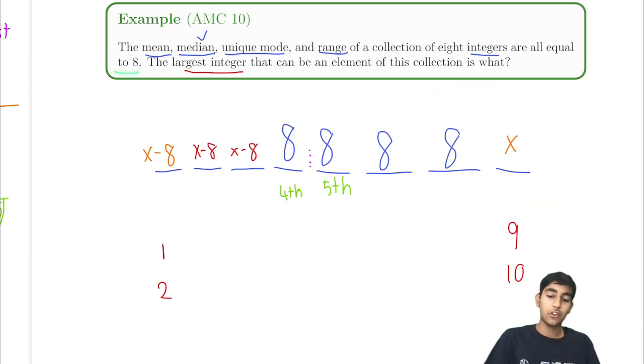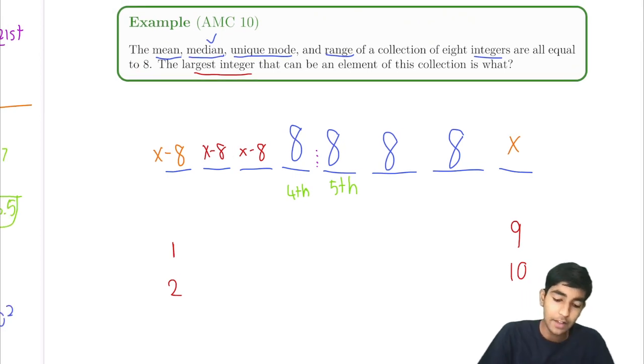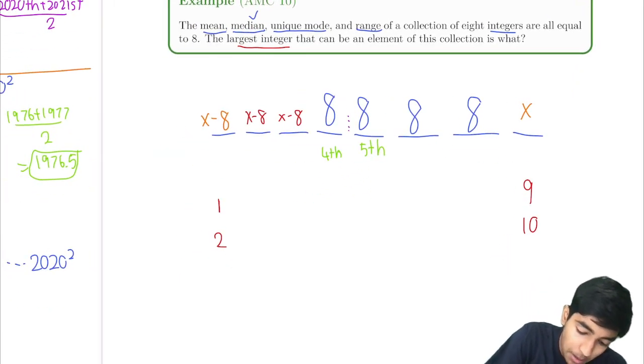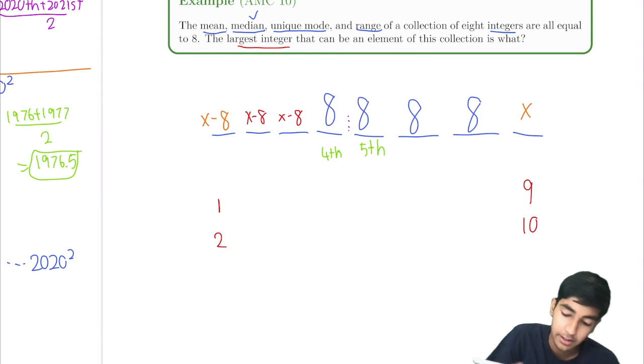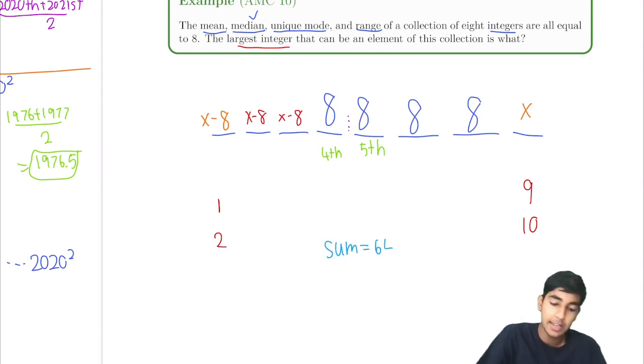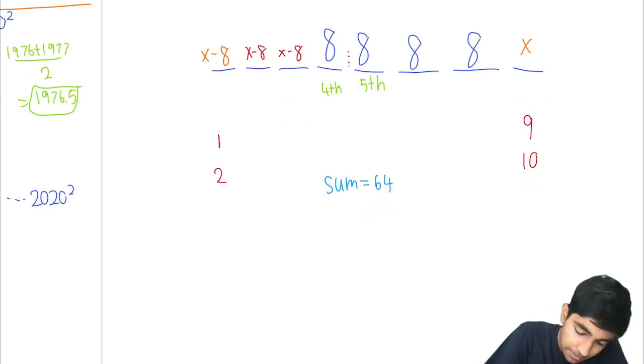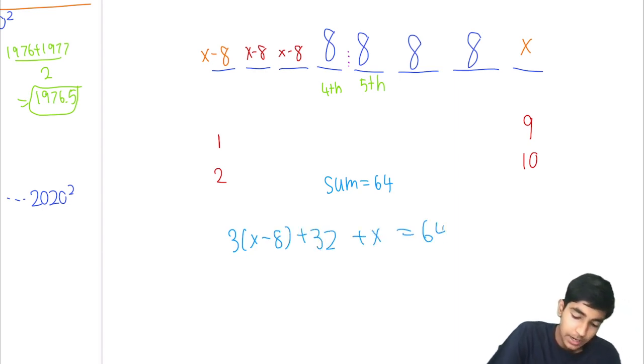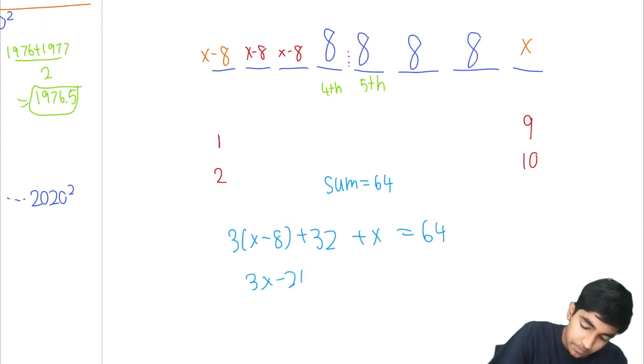Let's now use that condition. Mean of 8. Okay, so if 8 numbers have a mean of 8, the sum is 64. So sum equals 64, because mean is 8. And that means, what is the sum? 3 times (x minus 8) plus 32 plus x equals 64. 3x minus 24 plus 32 plus x equals 64.